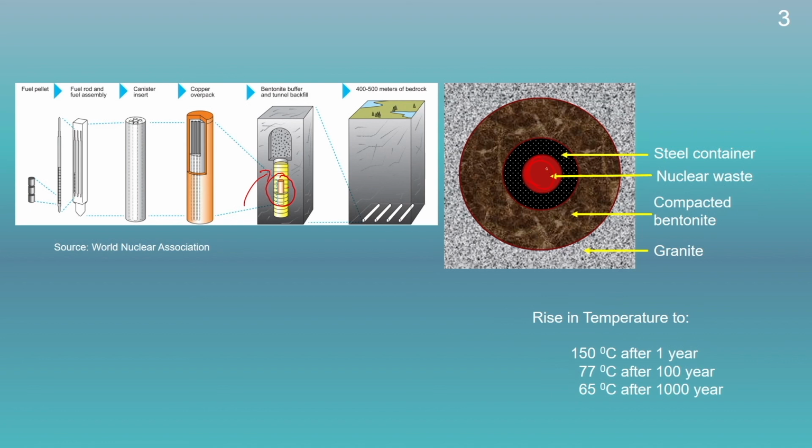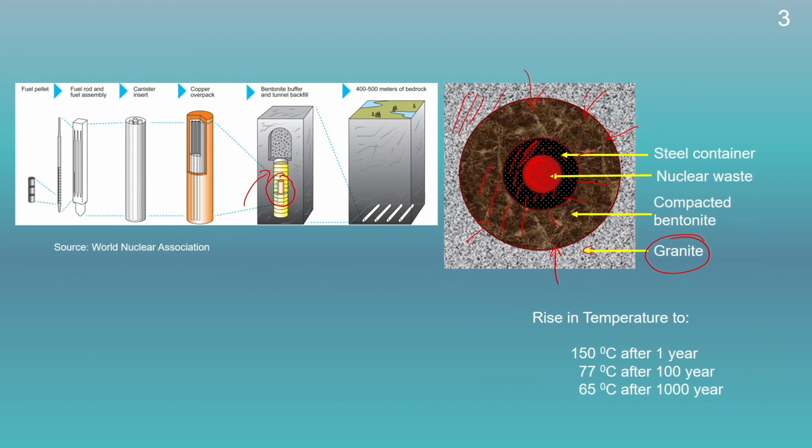This is the nuclear waste which has been stored inside a canister. This is the steel container containing nuclear waste, and it will be covered by compacted bentonite. The bentonite is provided here as an impermeable layer so that water cannot penetrate into this nuclear waste. So, this compacted bentonite acts as an impermeable layer or a liner layer. Then it will be covered with granite.